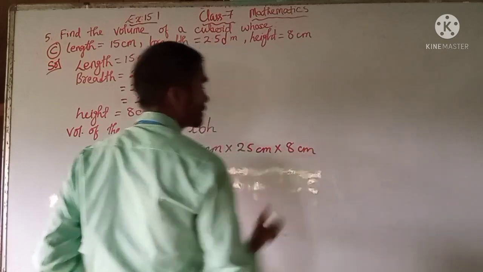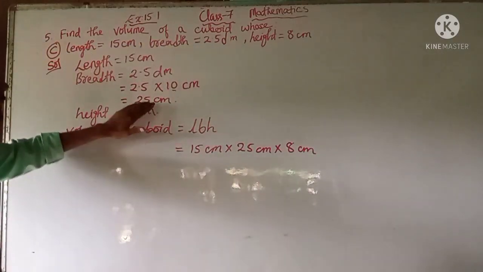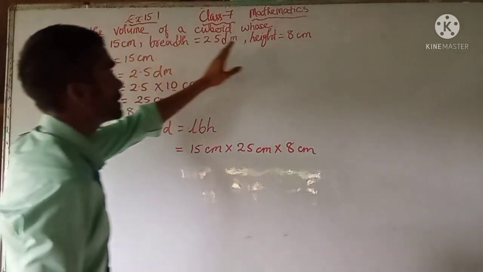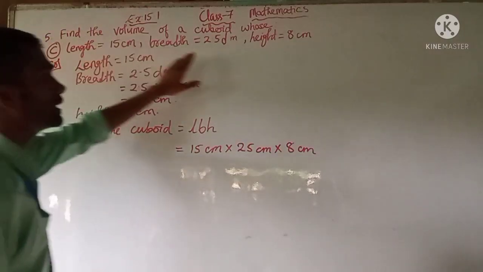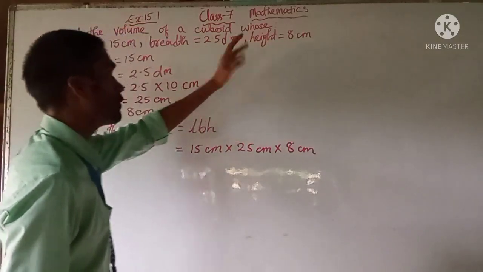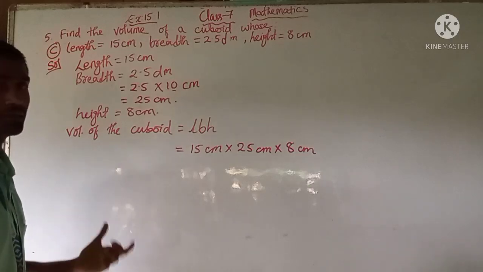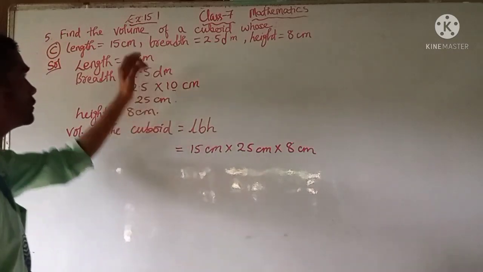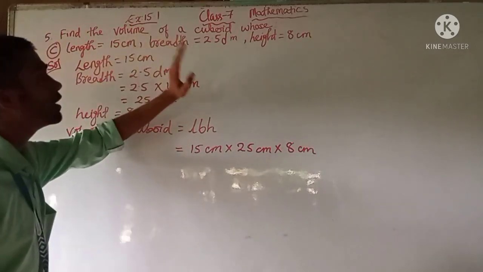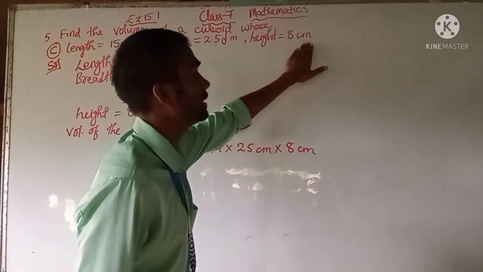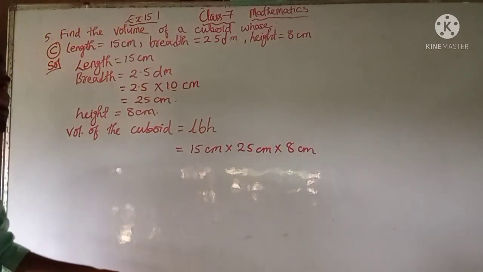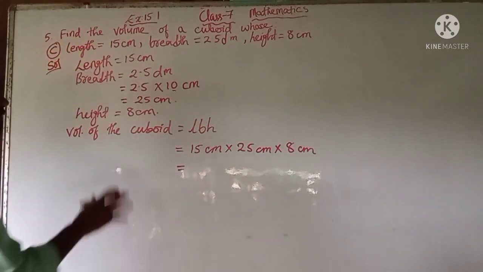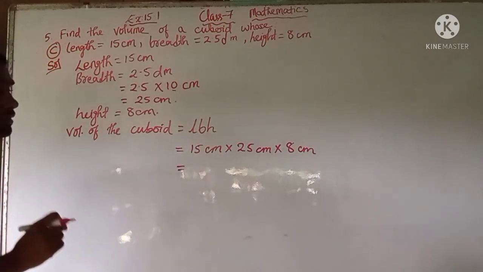Now remember why we have converted this decimeter into centimeter: because the other units, height and length, are given in centimeter. So we will have to take only one unit. We cannot take two units and then solve it. Either you can convert the centimeter into decimeter, and the height of 8 centimeter into decimeter, then you can solve it. But if the units are different, you cannot multiply them. You will have to convert them into one unit.